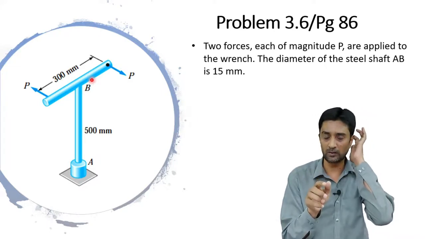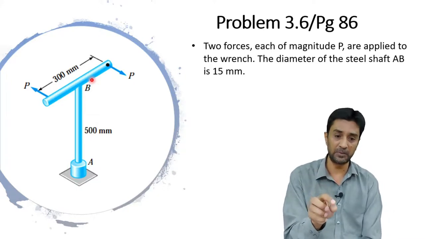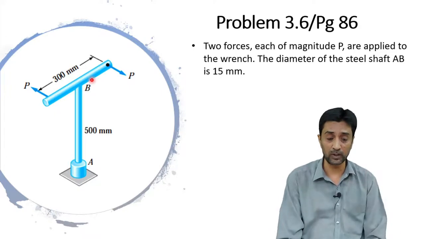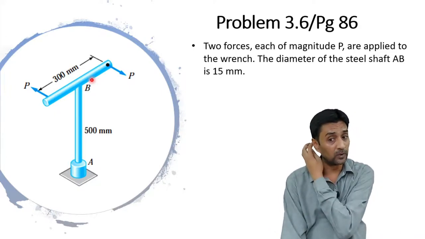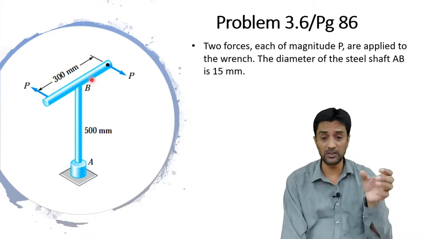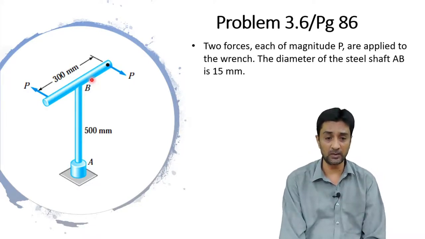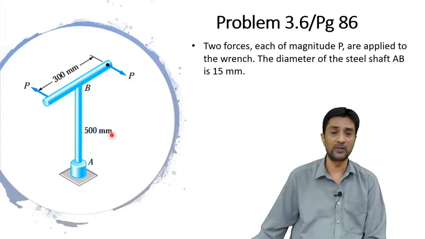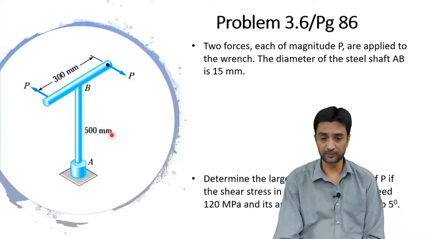So these two forces will create a negative torque at the free end B, and because of this torque, let's see what he is asking us to find out. The diameter of this steel shaft is 15 millimeters. It's only 15 millimeter diameter, and the length of this is 500 millimeters. So this is half a meter. The length of this shaft is half a meter, and the diameter is 15 millimeter.